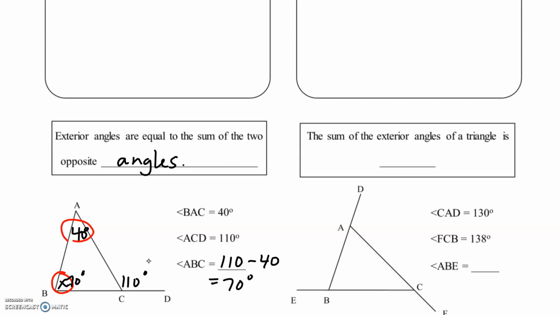It says the sum of the exterior angles of a triangle is, and we just learned, is 360. So that means that if I have CAD, so CAD is here, that's 130 degrees. FCB is 138. And so what we don't know is ABE right here. So all 3 angles add up to 360, and I can find that out by just taking 360, subtract 130, subtract 138, and those angles are going to equal 92 degrees. Okay, and both of these are by EAT.